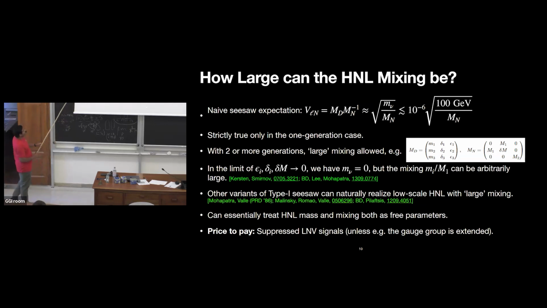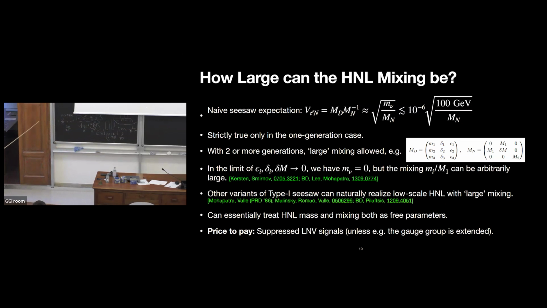And if you have two or more generations, then you can use some special textures and you can allow for large mixings while keeping the mass also small. Okay. And here is one example of that, first shown by Kersten and Smirnov. If you take this particular texture and keep these terms very small, this is basically a column matrix. In that case, you can show that you can essentially get m nu equal to 0. Light neutrino is exactly massless in the limit where all these perturbations are small, whereas this mixing is governed by this small m over capital M, and that can be arbitrary. Okay, so this is one way you can decouple the heavy mass from the mixing, while still satisfying the seesaw relation, simply because of the matrix structure.